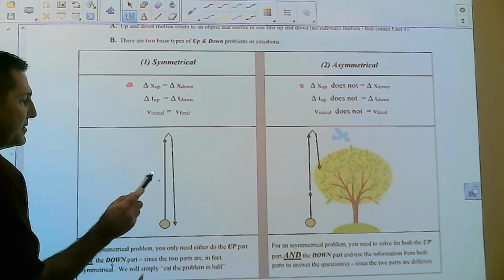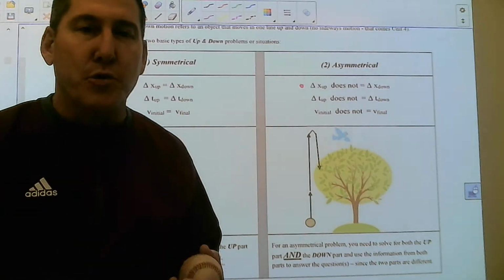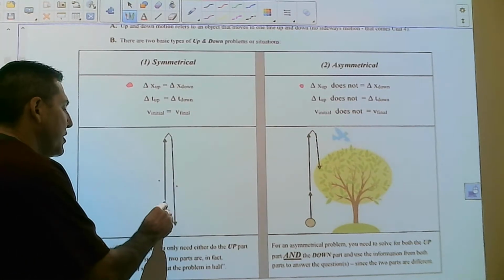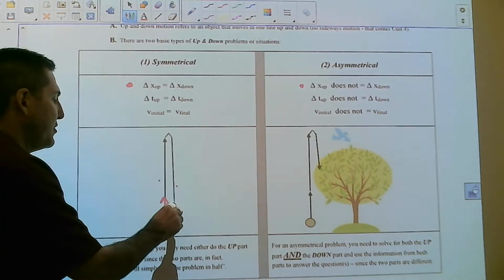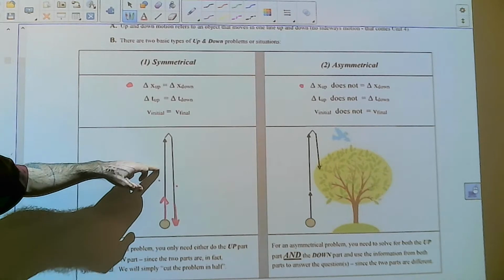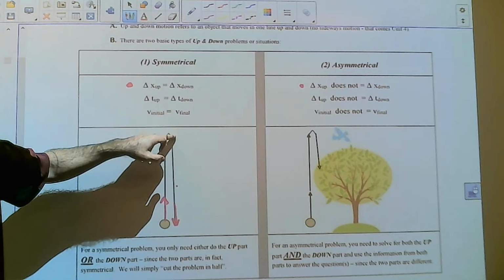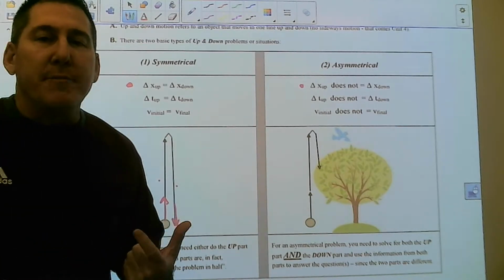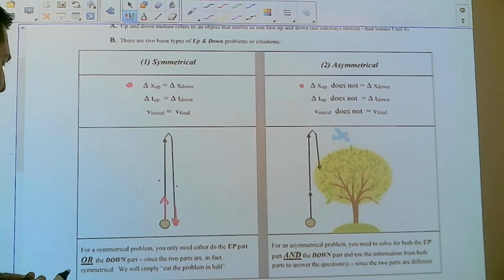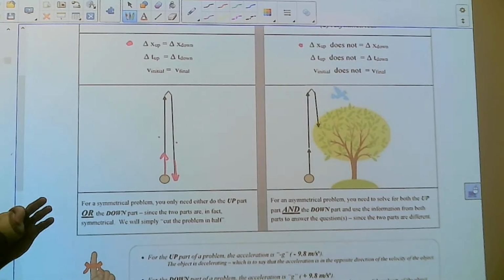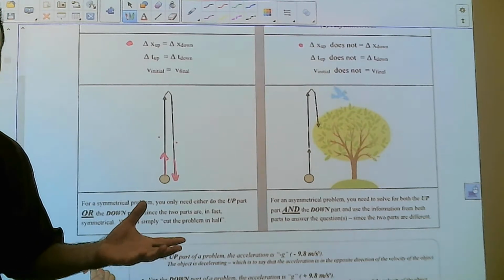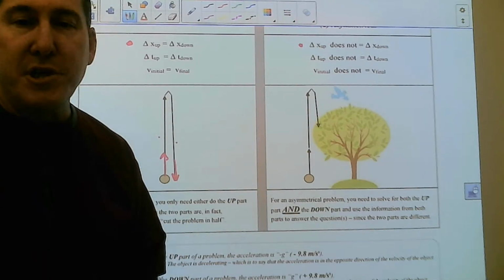If the distance up is the same as the distance down, then other things are true. The time up is the same as the time down. And the velocity initially, when we launch it, is going to be equal to the final impact velocity. Because gravity has the same distance and time to slow it down as it has to speed it back up. So the great thing about symmetrical problems is the up and down are mirrored images of each other, which means in an up and down problem that's symmetrical, I only have to do either the up part or the down part because they're literally mirrored images of each other.